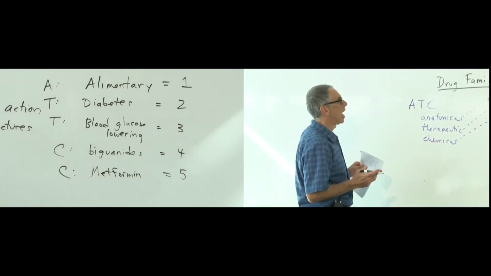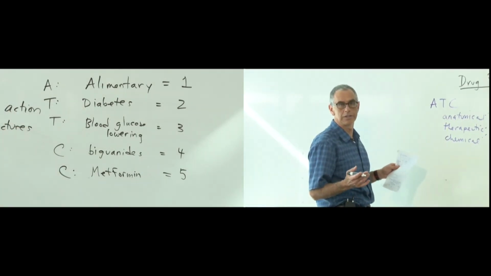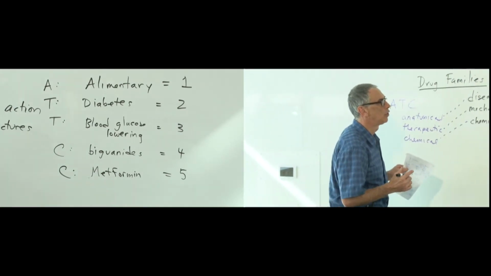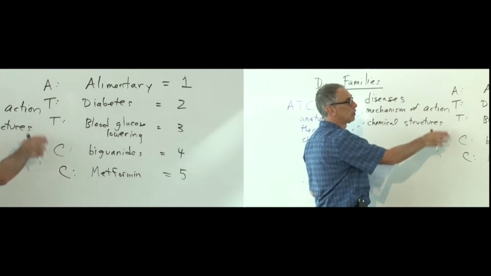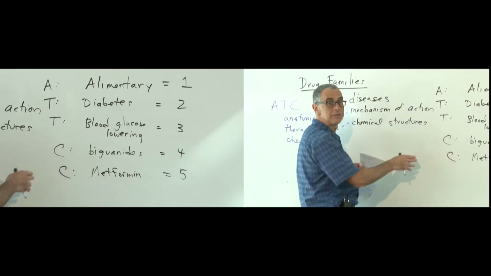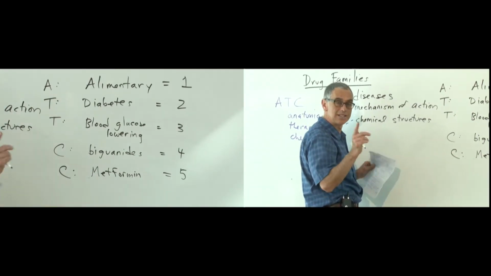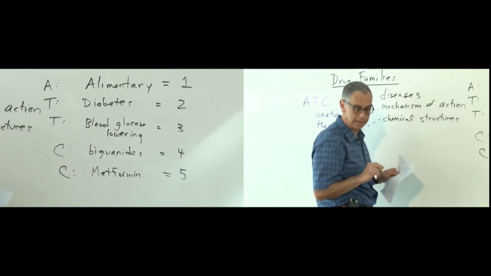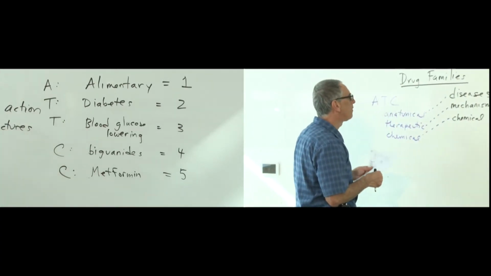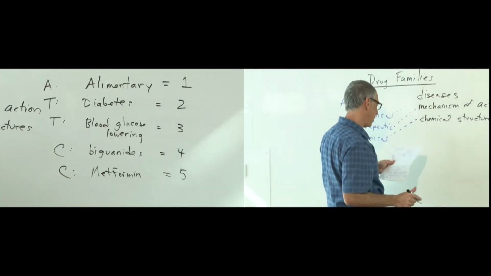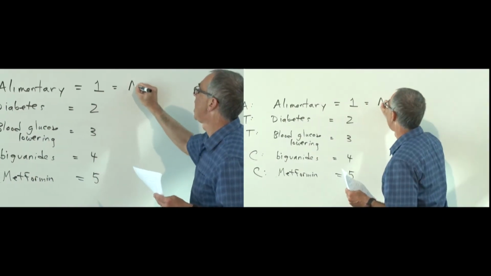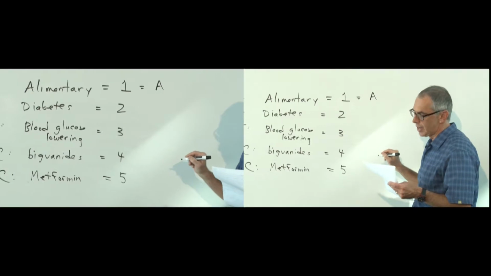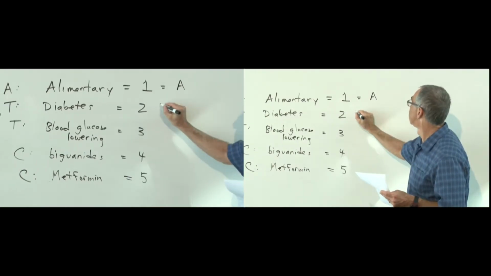And so this is how all drugs have been classified. A drug may have multiple uses, and therefore it may appear in this classification multiple times. And I'll say a little bit about multiple uses in 1 second. So in fact, the drug metformin has a code. Alimentary is actually encoded as A. Diabetes is coded as a 10.